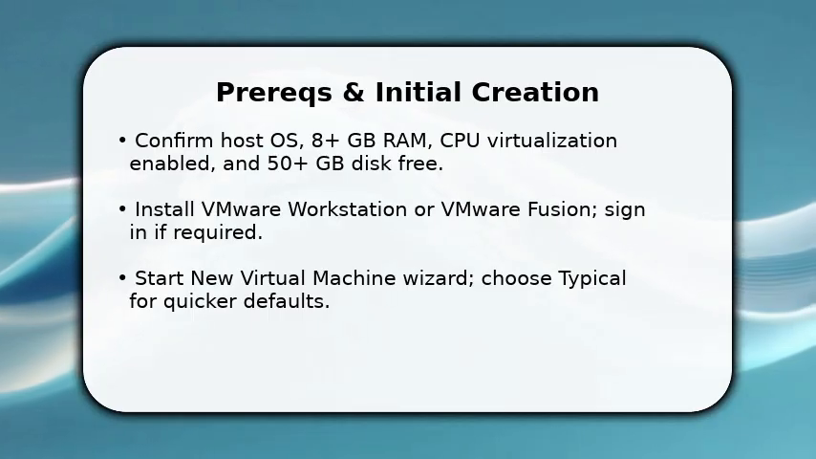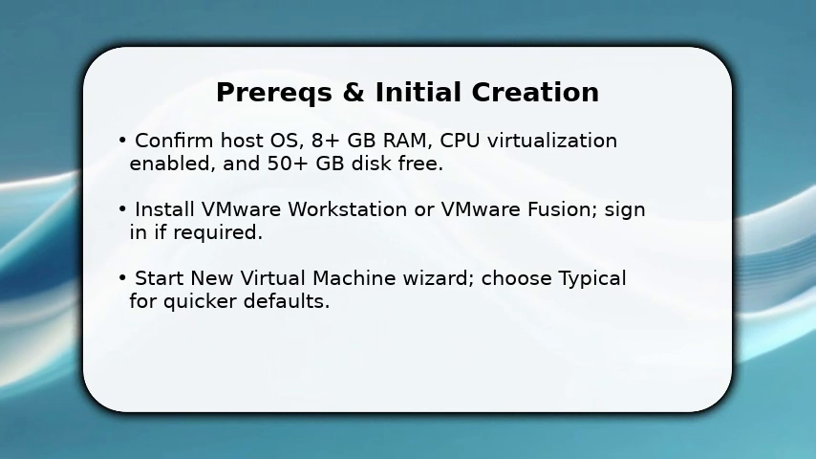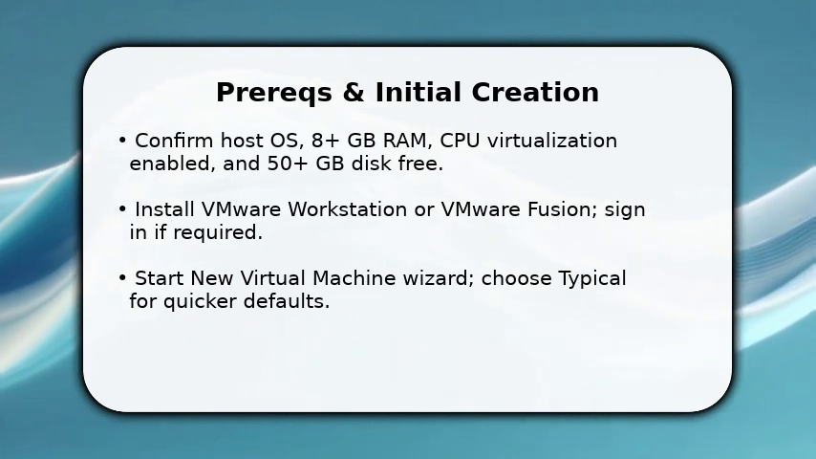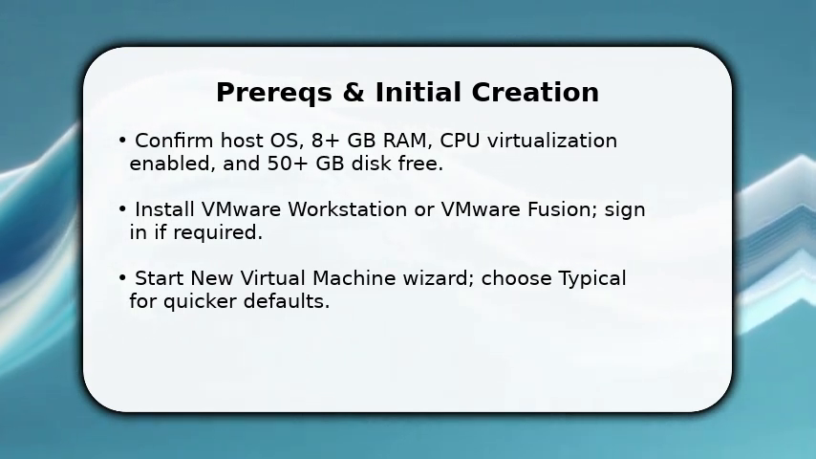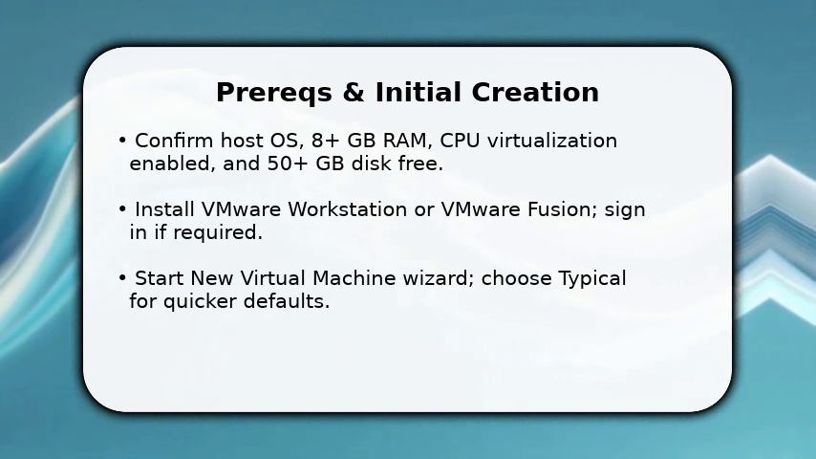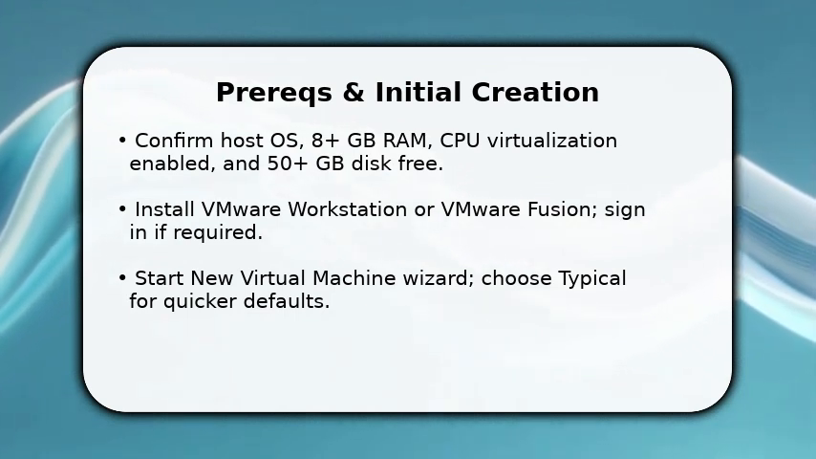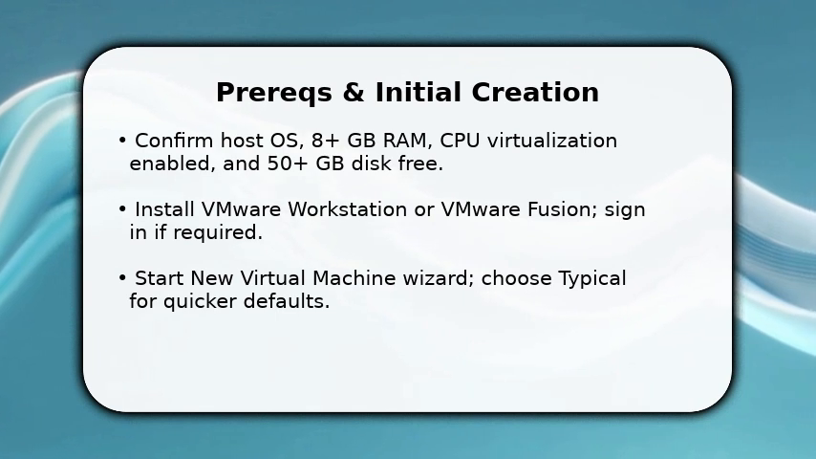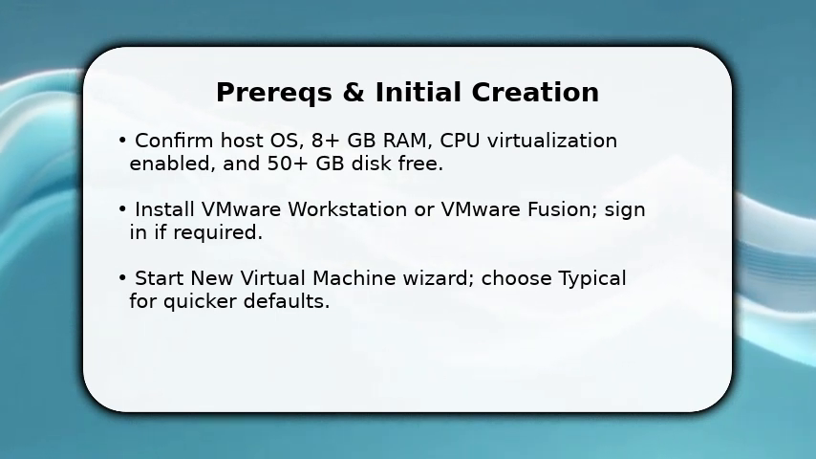You begin with the essentials. Verify your host has CPU virtualization enabled and at least 8 GB RAM plus 50 GB free disk so the guest performs well. Once done, open VMware Workstation or Fusion and choose File, New Virtual Machine.